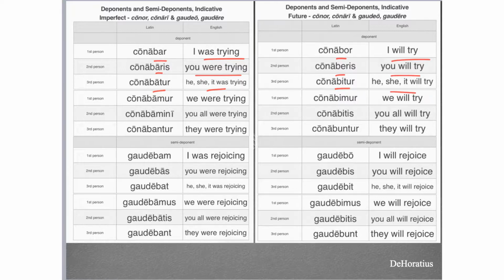So again, nothing new in terms of formation or ending or anything like that. It's just you have these verbs that are passive in form and active in meaning, and you just have to sort of keep that in mind. And again, down below here, the semi-deponent, because it's a second principal part of present stem tense, your forms are going to be active in form as well as active in meaning.